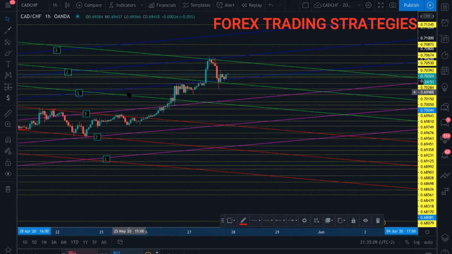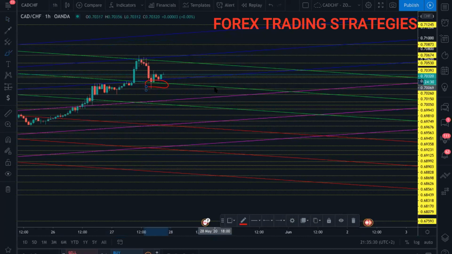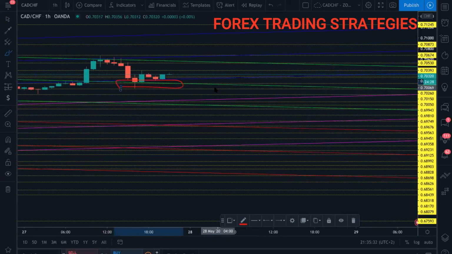So in this case, if the price fails to break number 1, it will go to number 2. If it fails to break number 2, it will come back to number 1. If it breaks number 2, it will go to number 3. So right now, this is a good buy area. This is a good area of value to buy.